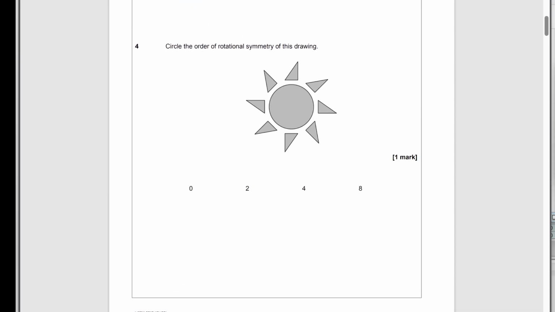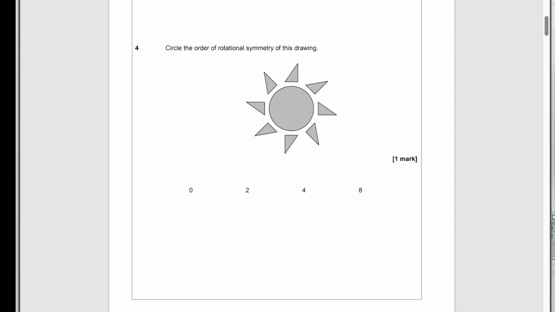Okay, question four. Circle the order of rotational symmetry of the following drawing. Order of rotational symmetry, I would probably say trace paper might be useful for this one. In effect, if you trace the shape, place a pinpoint slap bang in the center and rotate it, it's how many times it would overlap itself. I can't do that particularly well here, but I'm fairly confident that if I spun it around, it would overlap itself once, twice, three, four, five, six, seven, eight times. So I'm going to go 8.